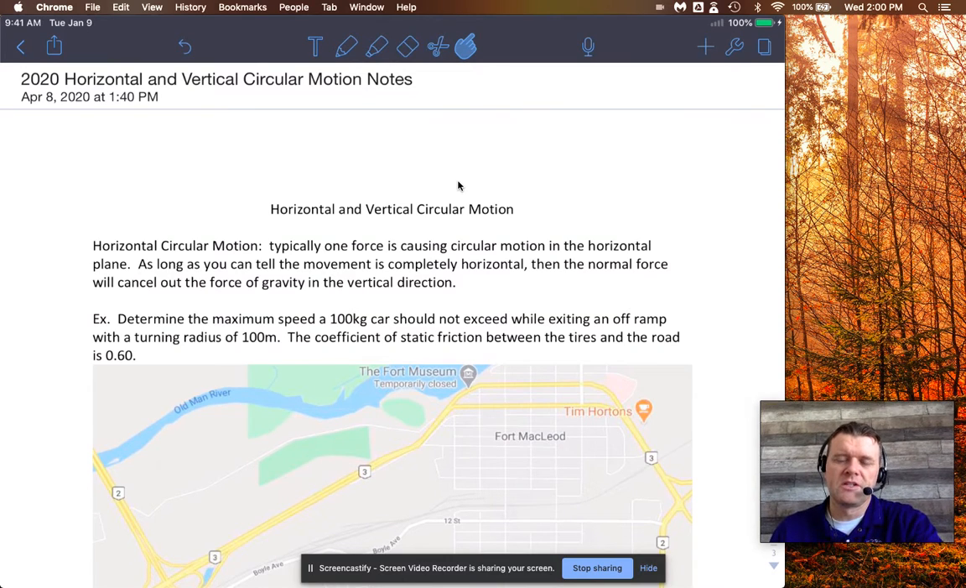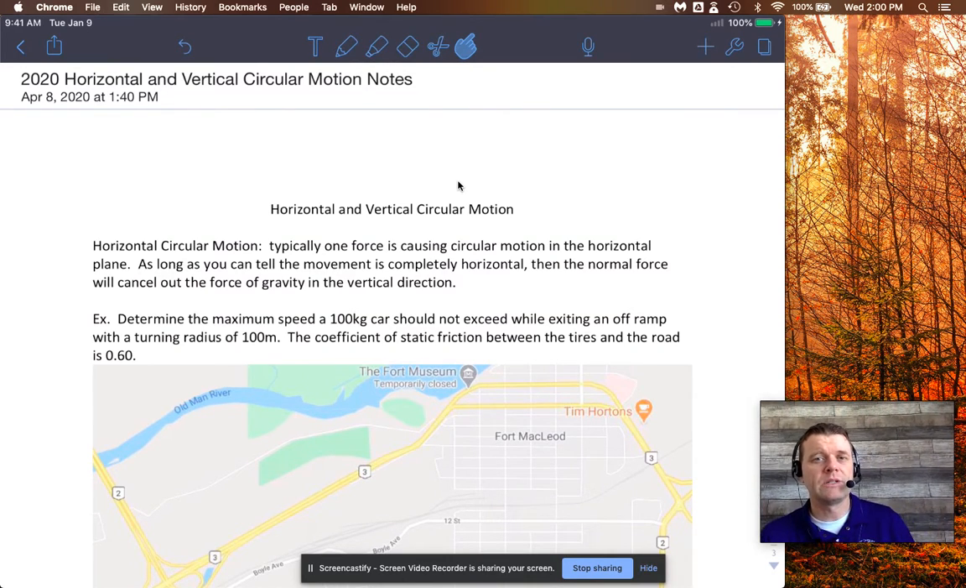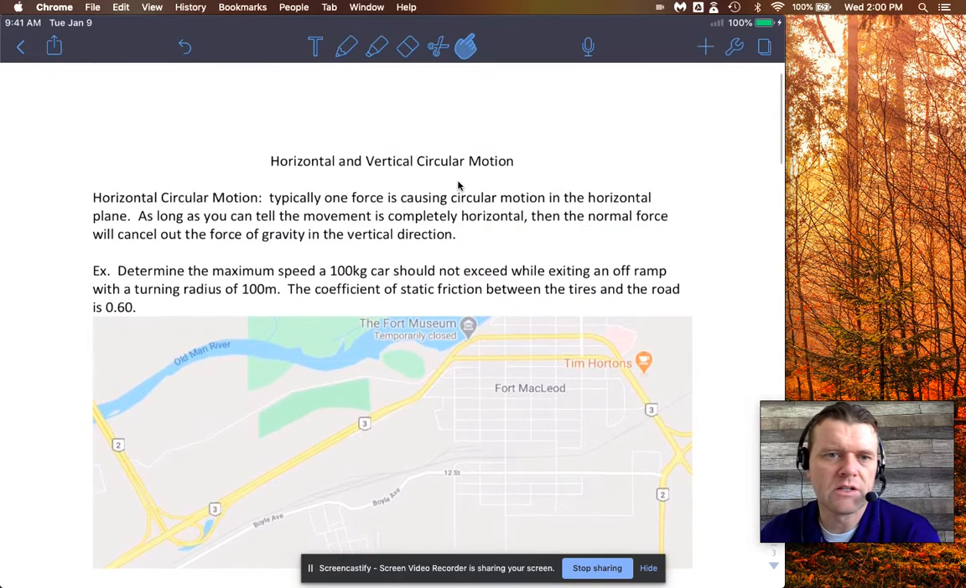Hello, Physics 20s. I'm going to spend a minute on horizontal and circular motion, and I made some quick notes that I can do some work on. So you do need to know both kinds of circular motion. I think the horizontal one is the easiest.